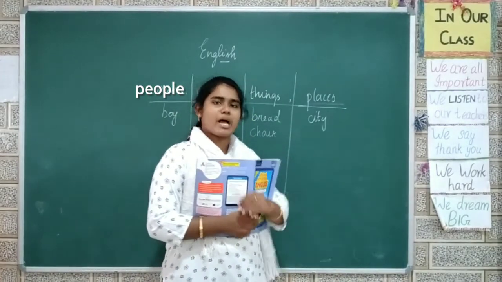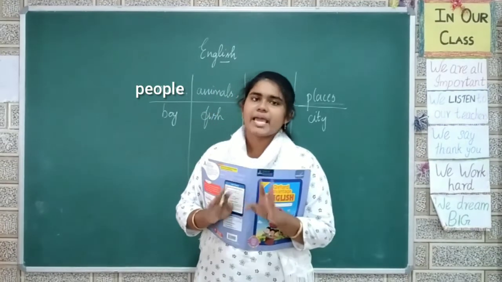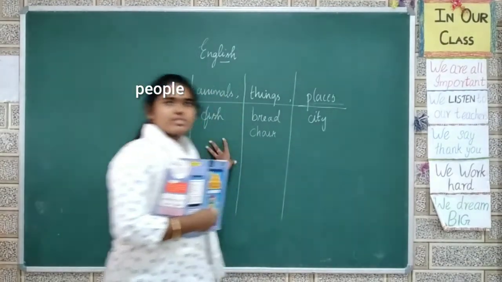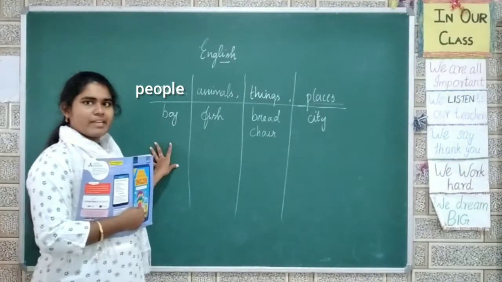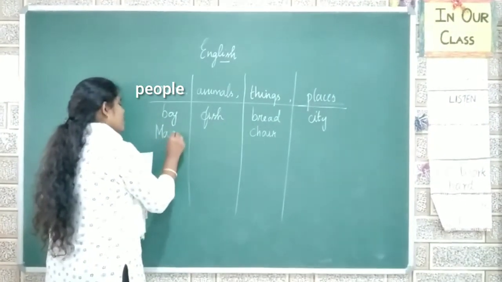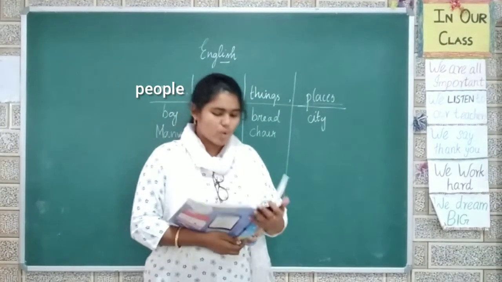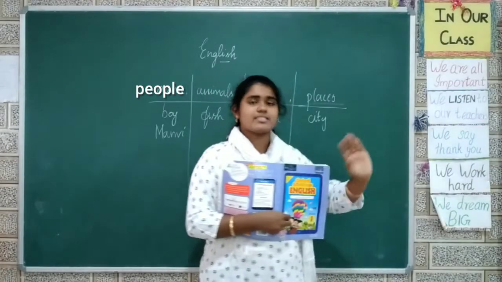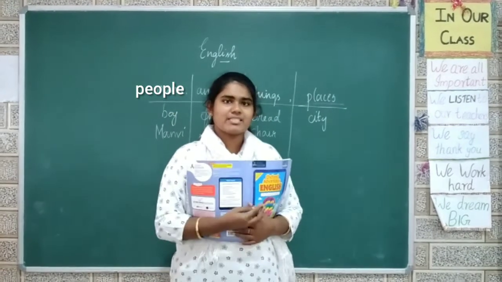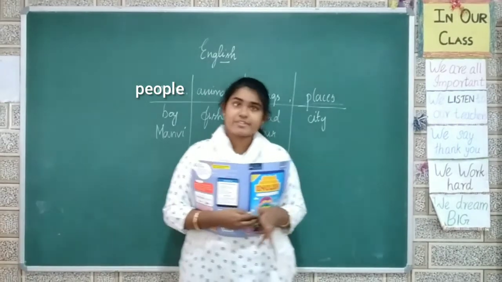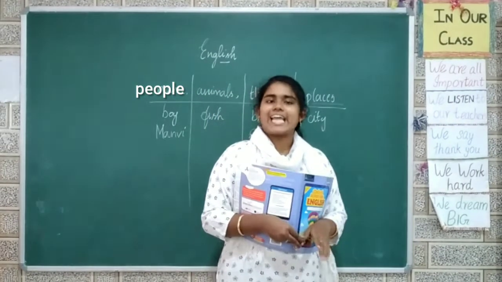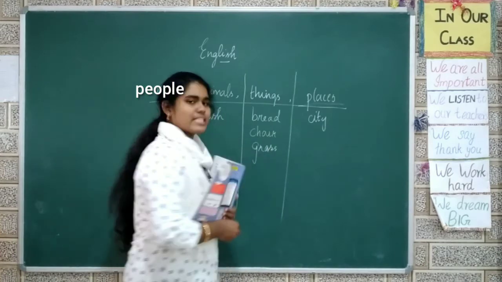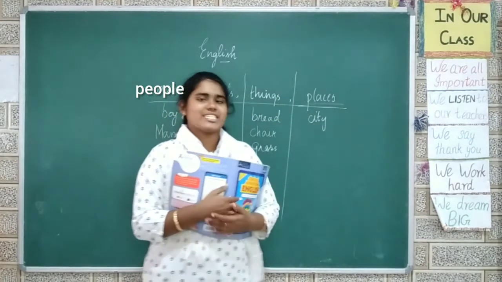The next word is Manvi. See there, M is a capital letter, so it must come under names. Yes, it's the name of a girl. M-A-N-V-I, Manvi. The next word is grass. Grass has no blood or flesh. Is it a place? In a park we have grass. Park is a place, but not grass. So grass comes under things. G-R-A-S-S.